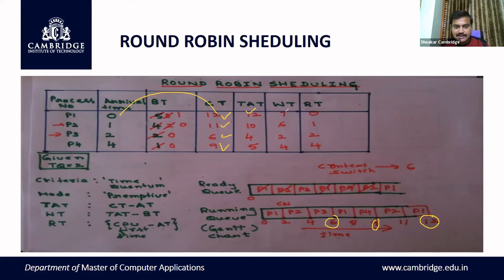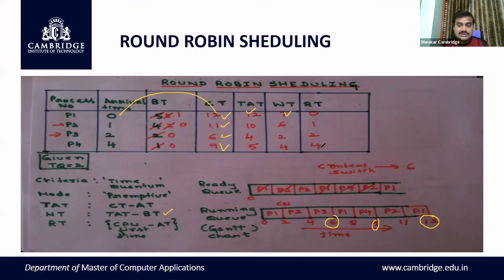What is the waiting time? Waiting time is turnaround time minus burst time. Turnaround time is 12, burst time is 5. 12 minus 5, 7. Right? Next, turnaround time 10, burst time is 4, 6. 4 minus 2, 2. Next, 5 minus 1, 4. Right?